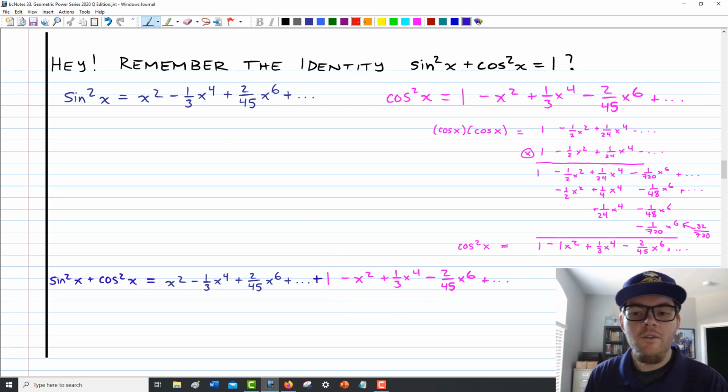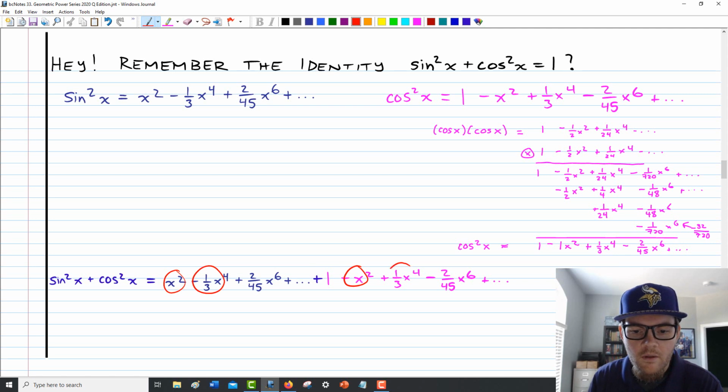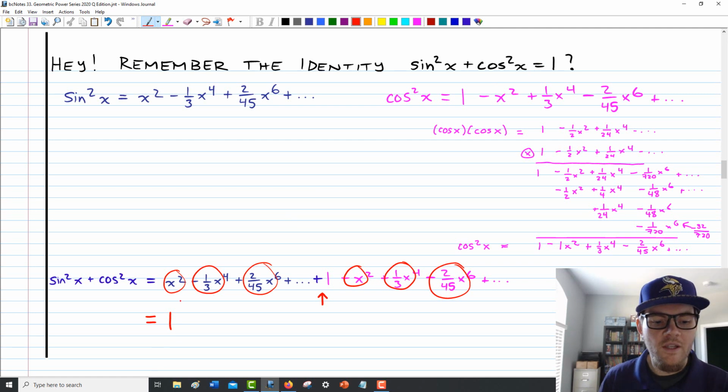What I want to point out, though, if you can't see it already, is look very closely at those terms, which again we found without necessarily showing all the work. Notice that we have x squared minus x squared, minus 1/3 x to the 4th, plus 1/3 x to the 4th, plus 246x to the 6th, minus 246x to the 6th. After all of that, can you see the only thing that's left over? That guy. This whole expression on the right is just equal to 1, which of course it is. We know that's the identity sine squared plus cosine squared.